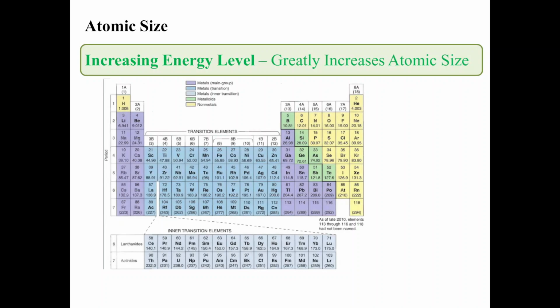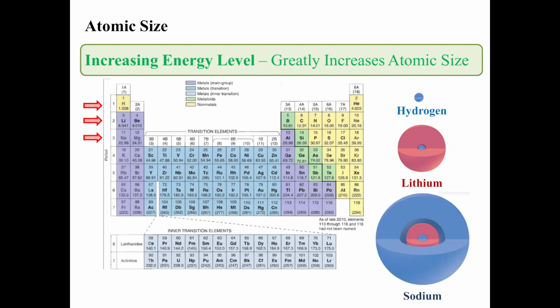So going back and looking at our periodic table, we can see that an increasing energy level will greatly increase our atomic size, and this is, again, mainly due to shielding effects from those core electrons. So if we look at hydrogen, we'll have our 1s orbital. If we have lithium, we'll have a 2s orbital, which is much larger in size. And then we'll have sodium, which is a 3s orbital, which is even greater in size. And so again, this is largely due to the shielding effects.